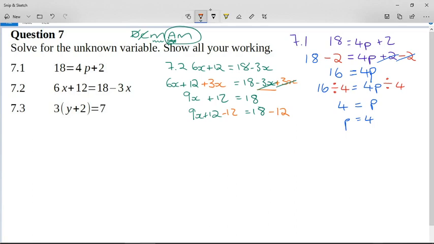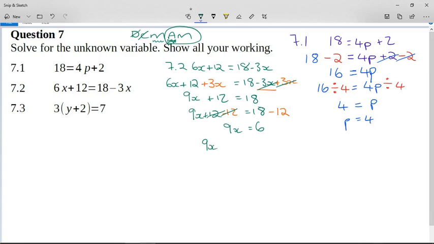Okay, so now plus 12 minus 12, these two are going to cancel each other out. I'm left with 9x equals 18 minus 12 is 6. So now, remember I said to you before, it was easy over here when you looked at 16 equals 4p, yeah? This one is not so easy because it's going to come out as a fraction, okay? But we just do exactly the same thing that you are taught.